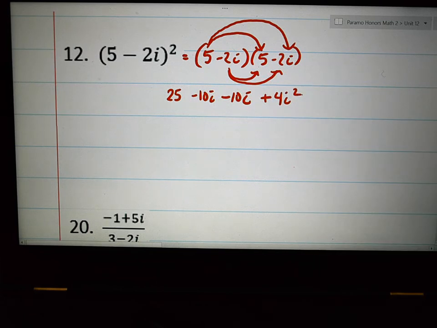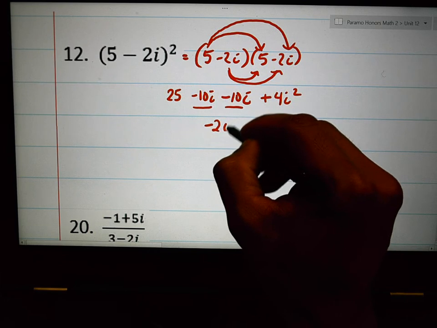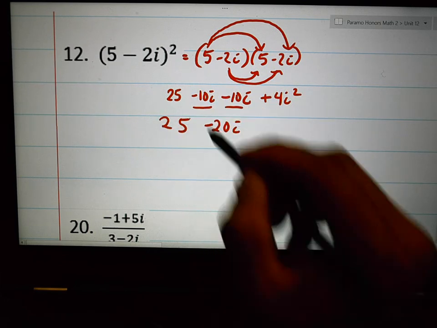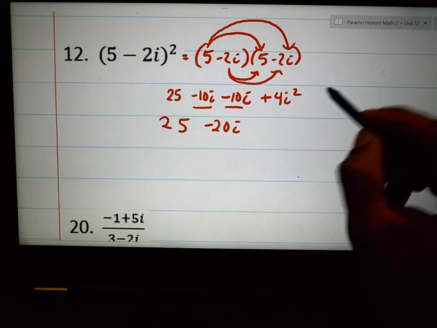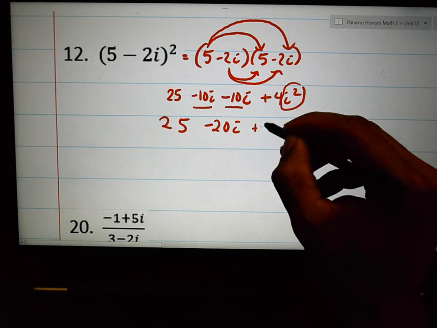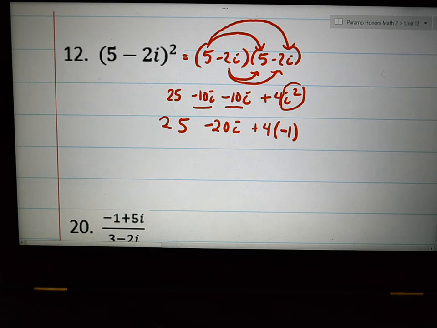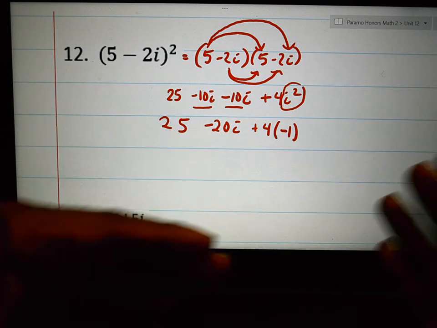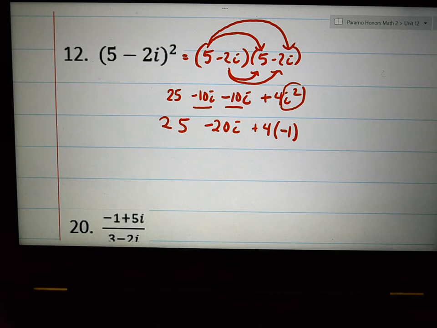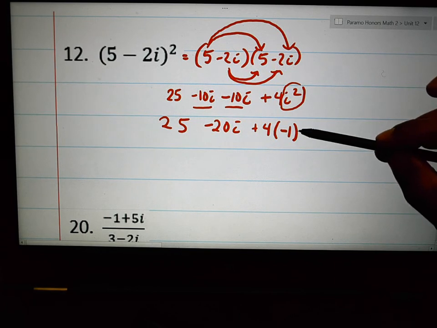Where it gets tricky is where you simplify. This isn't the tricky part right here. That's easy. Negative 20i. The 25 is just there. But this 4i squared, we wrote down earlier what i squared was equal to. What is i squared equal to? And, by the way, that's how you take an imaginary number and turn it into a real number. Negative 1 is a real number. Imaginary i is imaginary, but when you square i, it becomes real. It becomes that negative 1.